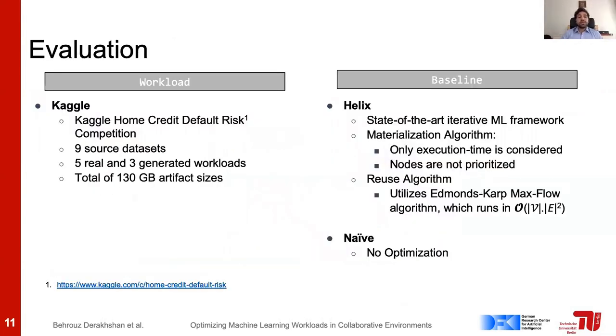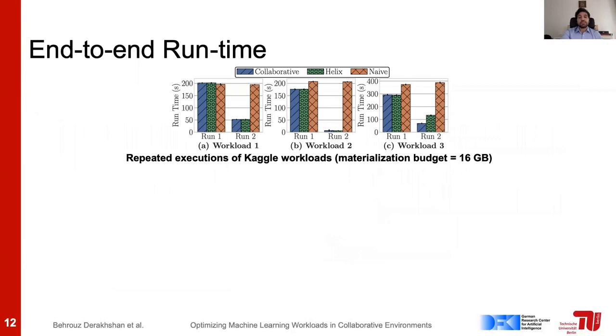We evaluated our system on a Kaggle competition, where we used 5 real scripts from the competition and generated 3 of our own. The total size of all the artifacts was around 130 gigabytes, and we compared our optimizer with Helix, a state-of-the-art machine learning framework which offers materialization and reuse, and a naive system with no optimization.